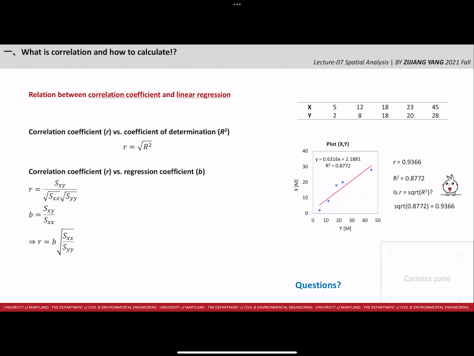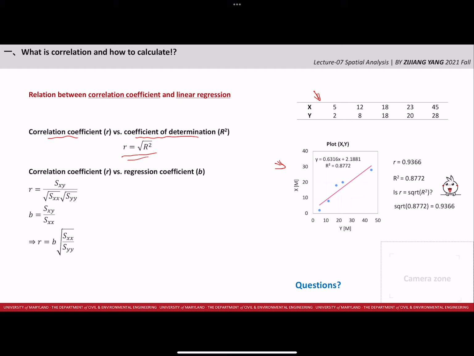And the next one is, when I was young, I always had this question: we know that in linear regression, we have the R squared, which is called the coefficient of determination, and we also have the correlation coefficient. So I was thinking, what's the relation between these two? After some study, I found that basically, the correlation coefficient R equals the square root of the coefficient of determination. On the right side is an intuitive example.